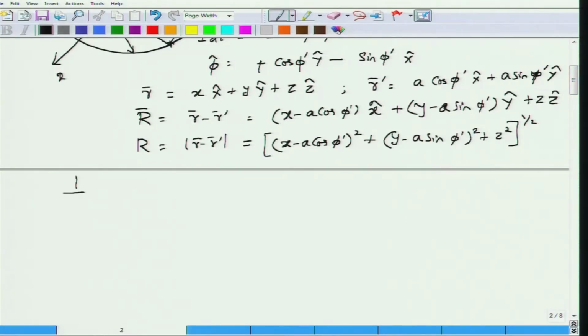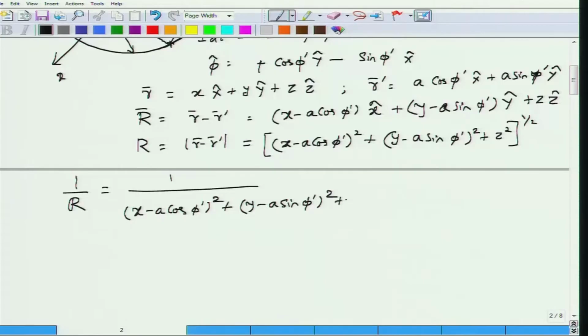Okay, so what would be 1 by r? I already know what r is. If I change the power from half to minus half, then I will get 1 by r. So 1 by r will be the same thing except that there is a power of minus half. If you want, we could write this out like this: x minus a cos phi prime squared plus y minus a sin phi prime squared plus z squared, to the power half.